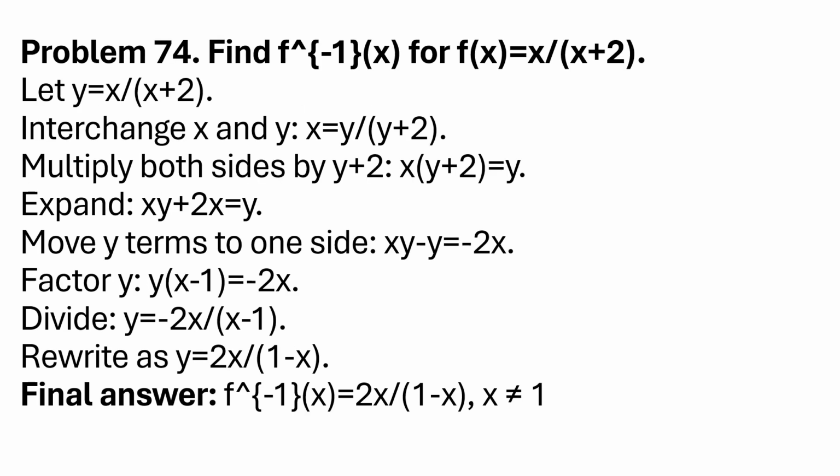We are asked to find the inverse of f of x equals x divided by x plus 2. Let y equal x divided by x plus 2. Interchange x and y. We obtain x equals y divided by y plus 2. Multiply both sides by y plus 2. This gives xy plus 2x equals y. Move the y terms to one side. We obtain y times the quantity x minus 1 equals negative 2x. Dividing by x minus 1 gives y equals 2x divided by 1 minus x. Therefore, the inverse function is 2x divided by 1 minus x.